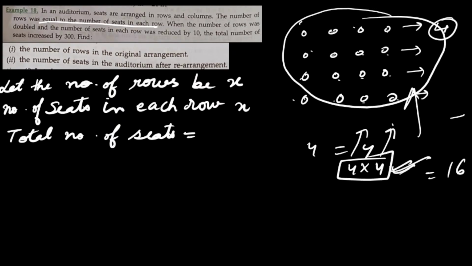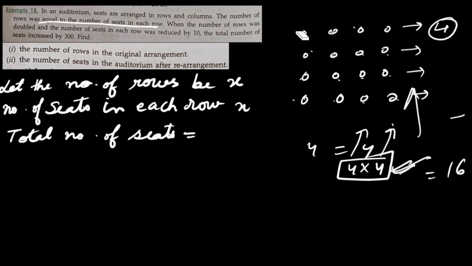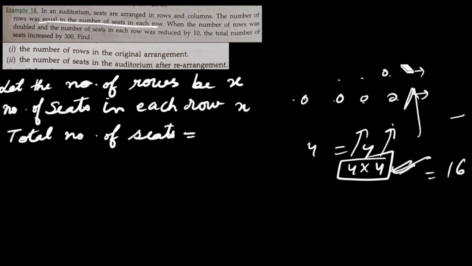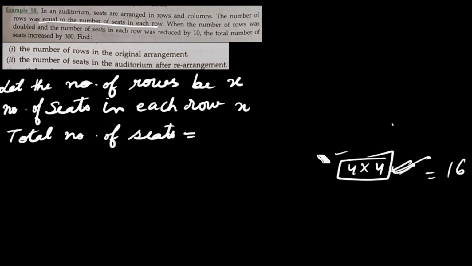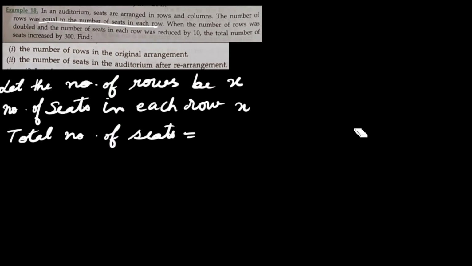See, if you don't respond, I will not be able to understand whether you are understanding or not. 16 is there in the example taken, but that is just for the purpose of example. This is actually not the case. I have just assumed the number of rows x and the number of seats in each row is also x. So in this case, how many seats are there? That concept you have to apply, which we learnt.